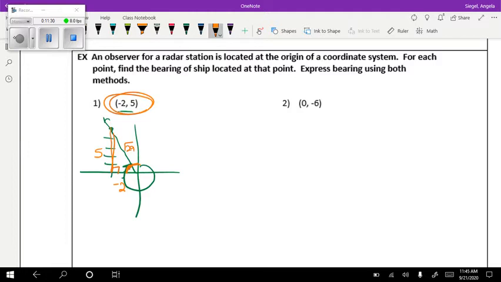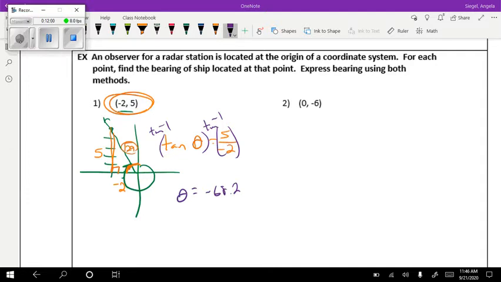Then I don't even need this. If you don't want to, just use tangent. So the tangent of this angle that we're trying to find is 5 over -2. That's where you're doing the tangent inverse. And so I have theta equals tangent inverse of -5/2. Okay, so that ends up being -68.2.